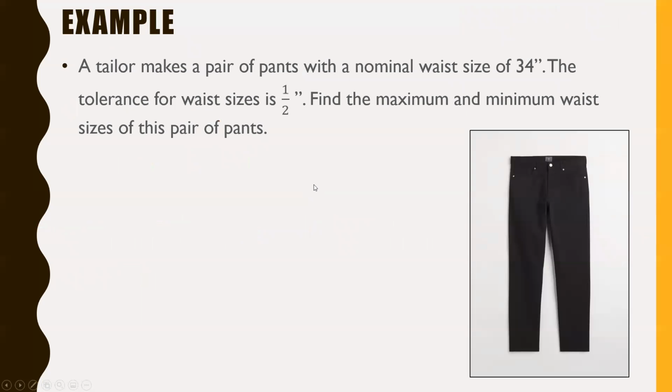All right, here's another example. A tailor makes a pair of pants with a nominal waist size of 34 inches. The tolerance for waist sizes is 1/2 inch. Find the maximum and minimum waist sizes for this pair of pants. Okay, so tolerance, you just need to understand, is the range from your minimum to your maximum. We were given our nominal waist size. That's the middle number. The tolerance goes from the max to the minimum. So 1/2 of the tolerance is how much we go above or below the nominal waist size. Well, 1/2 of 1/2 is actually 1/4. So we're going to be going up 1/4 of an inch and down 1/4 of an inch.